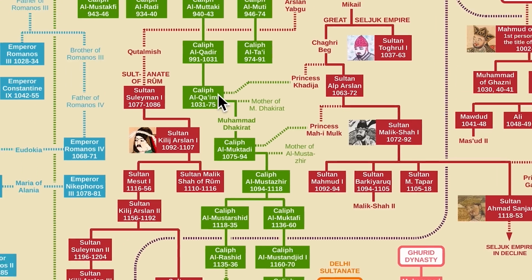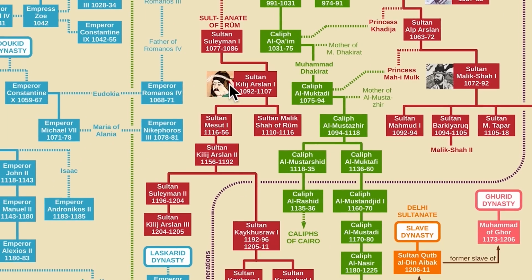Okay, now let's look at the Sultanate of Rum. After Suleiman I died, the Sultanate of Rum actually reunited with the Great Seljuk Empire for a brief period until the death of Malik Shah. But then at that point, Suleiman's son Kilij Arslan took charge over here, and there were two separate sultans again. The Sultans of Rum were important figures when it comes to the Crusades.